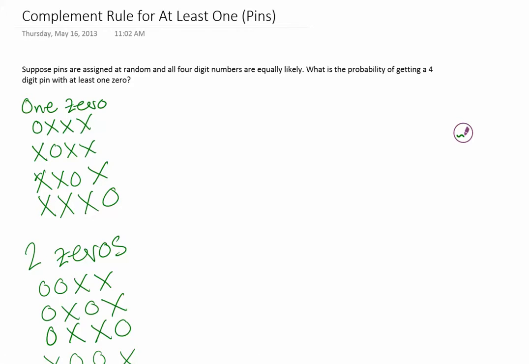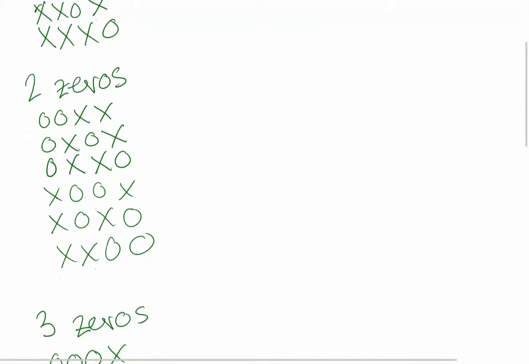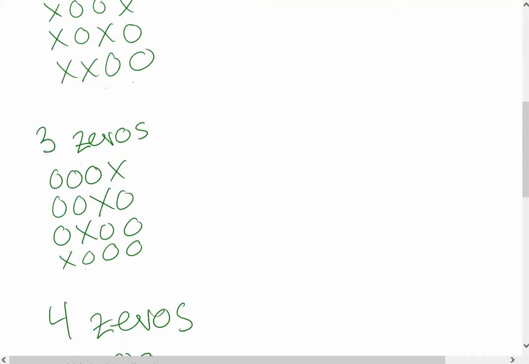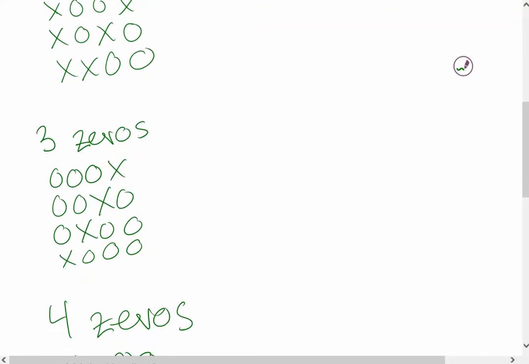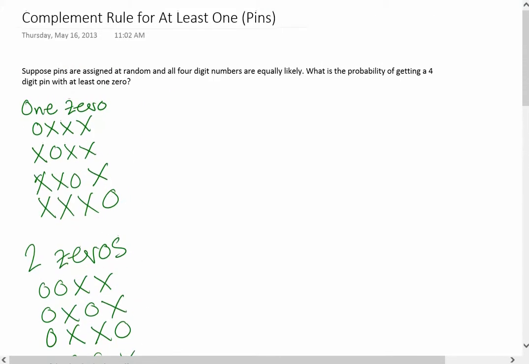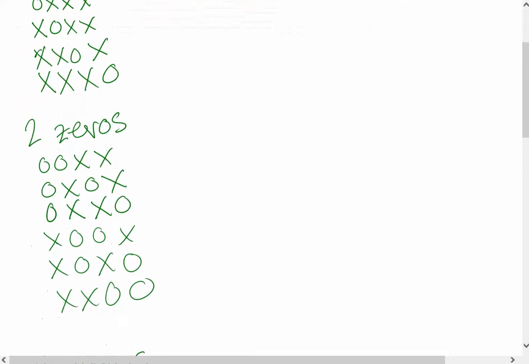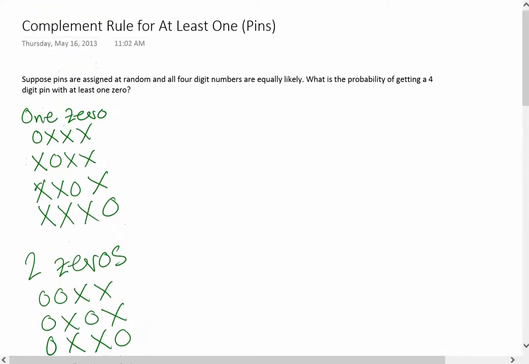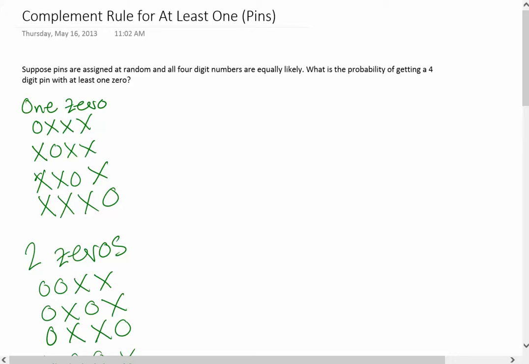But if we're looking for at least one 0, you also have to consider how I could get 2 zeros. Notice there are 6 different ways that I could get 2 zeros. Then for 3 zeros, there are 4 different ways. I could do 0, 0, 0, not 0, or 0, 0, not 0, 0, or 0, not 0, 0, 0, etc. And then for 4 zeros, the only possibility is 0, 0, 0, 0. So look at all of these possibilities: there are 4, 6, 4, and 1 more. That gives me 15 different ways that I can get at least one 0.